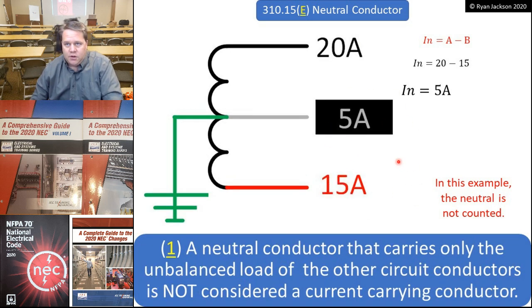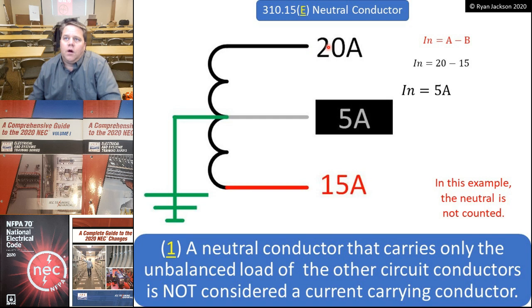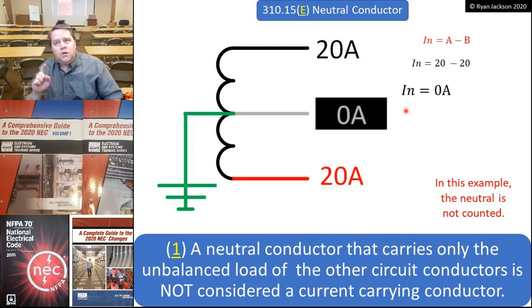Much more importantly, we also don't count the neutral even if it's not perfectly balanced. 20 amps on line 1, 15 amps on line 2 means I would have 5 amps on the neutral. Now, if you think about it, between those 3 conductors, I essentially have 20 plus 20 amps of heat, the same way I would on this cable when I've got a perfectly balanced load. So whether the load is balanced or not really doesn't matter.